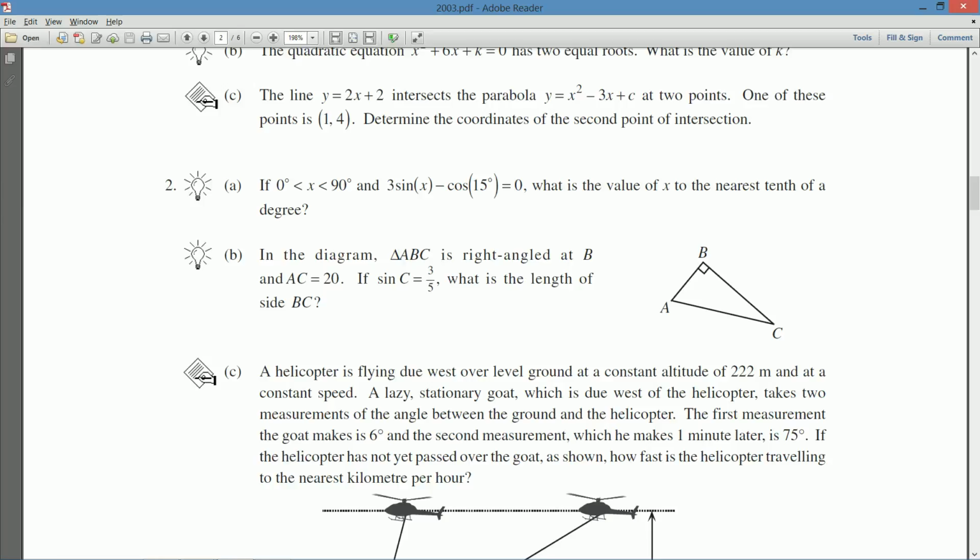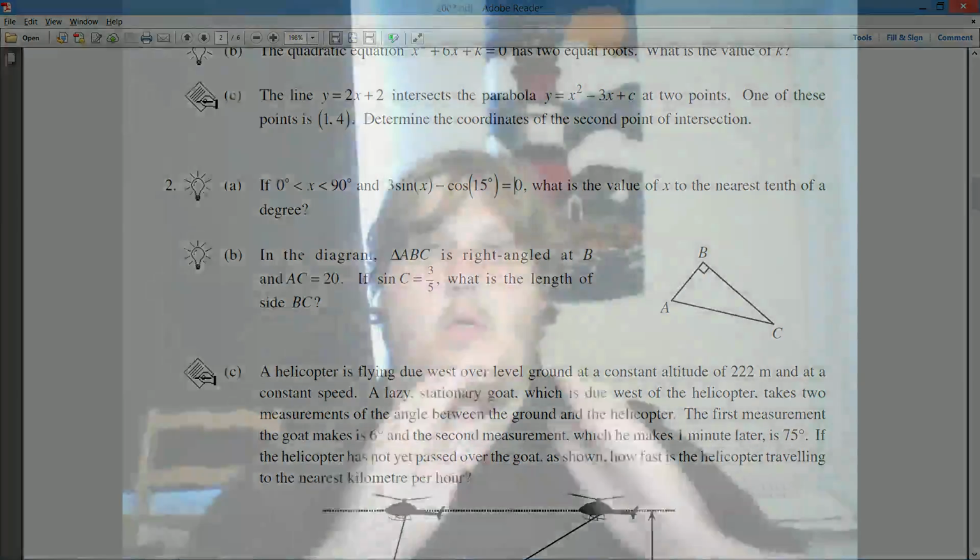Okay. Well, I can't think of an exact way to do this. So let me just think here. Cosine of 15 degrees. That is an exact thing. That is an exact one. That's root 6 plus root 2 over 4, something like that.